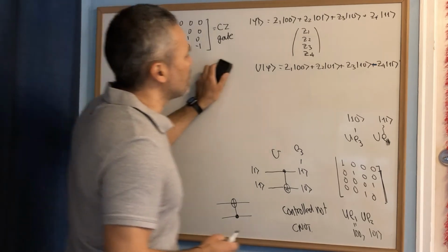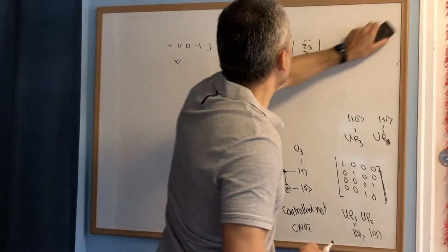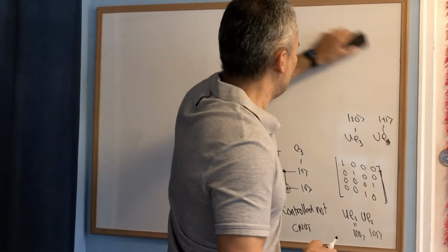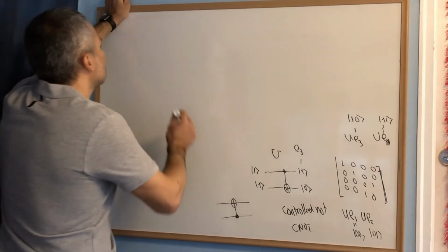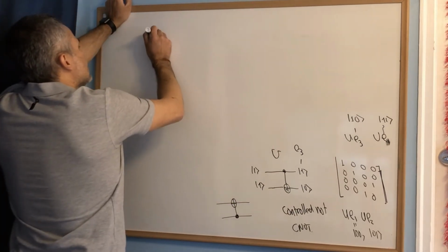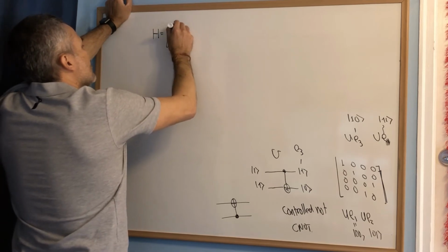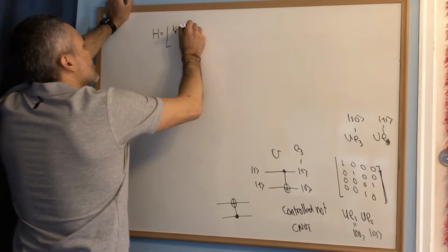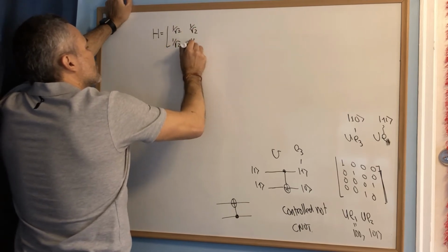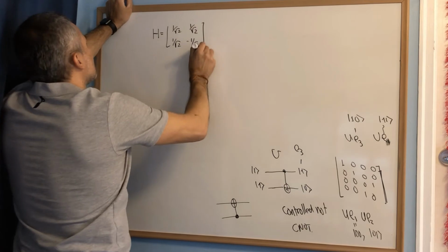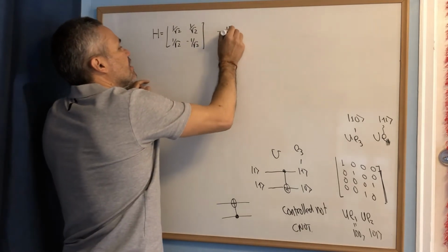Let's review some important local gates for just one qubit. Then we are talking about a 2 by 2 unitary matrix. We have this matrix H, which is the matrix with entries 1 over the square root of 2, 1 over the square root of 2, 1 over the square root of 2, negative 1 over the square root of 2. This matrix H is called the Hadamard gate.